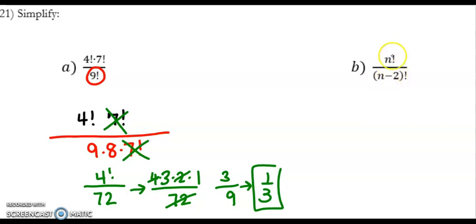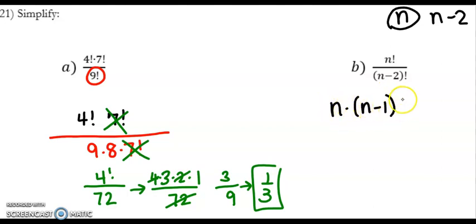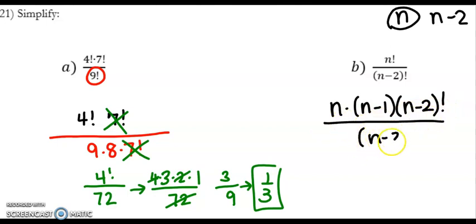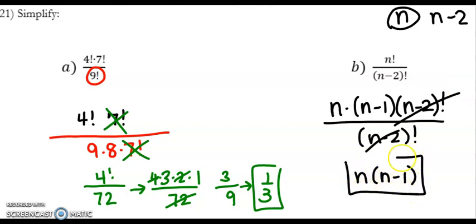Next one, same thing. I want to start with the bigger factorial. Well, what's bigger? N or n lowered by 2? N is the bigger one. So I'm going to start listing out my factorial. N times the number 1 below n times the number 1 below that, which would be n minus 2. And I'm going to stop there because my factorials are a match. And I end up with n times n minus 1. This would be a perfectly okay answer.